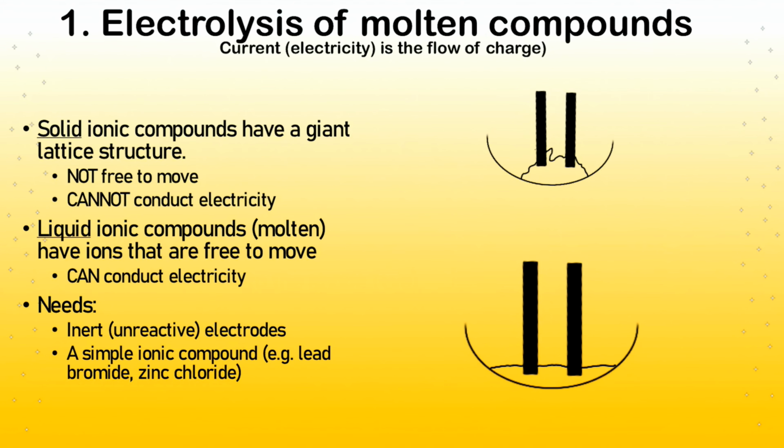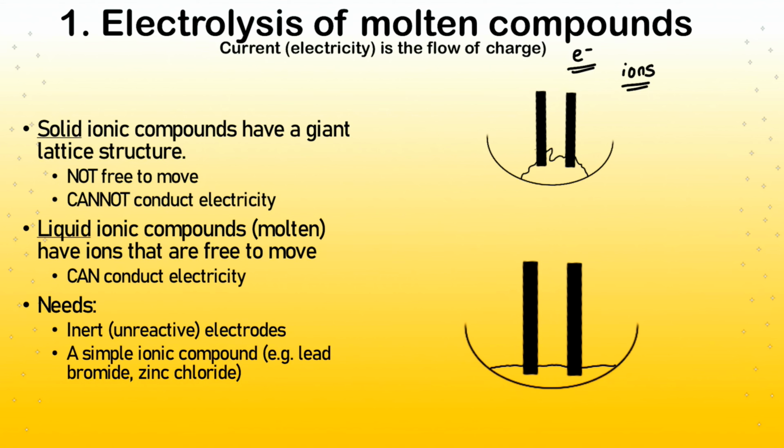So for electrolysis to happen, we have to have a current. And current here is the flow of charge. It doesn't have to be electrons. It could be electrons. It could be ions. It doesn't matter. In the definition of physics, it should be charge. It shouldn't just be electrons.